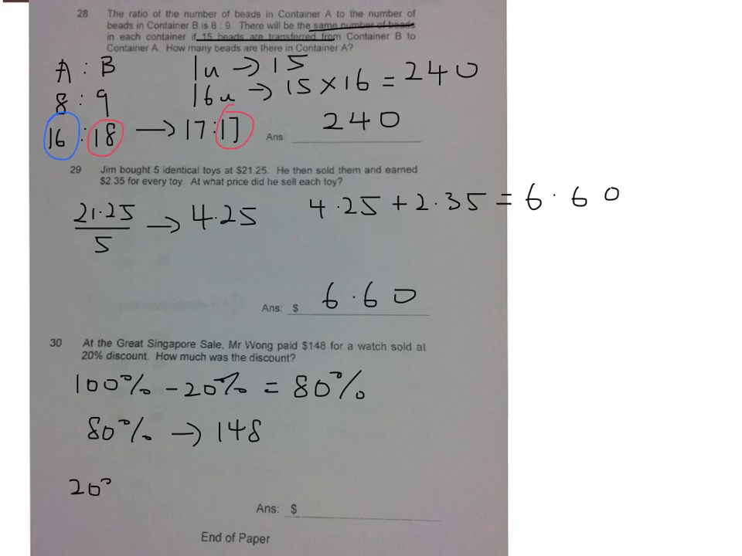I want 20%, the discount price. We divide by 4. 148 divided by 4, you'll get 37. So the discount is actually $37. This is the end of set 28 Math Paper 1.